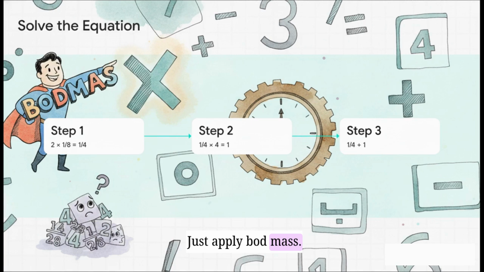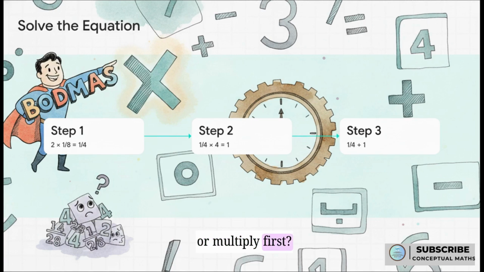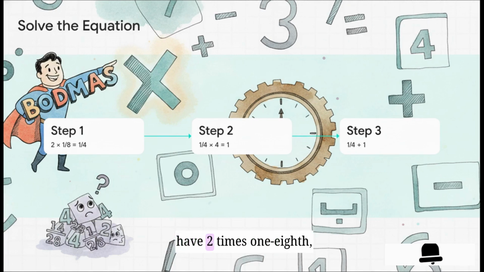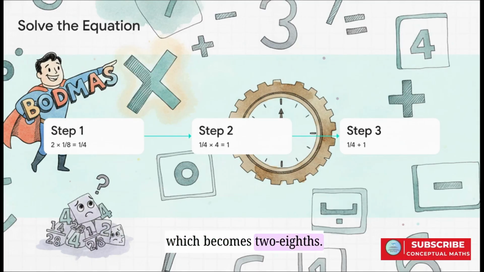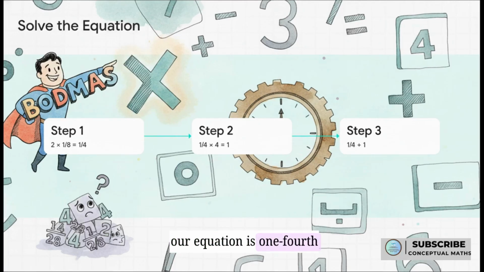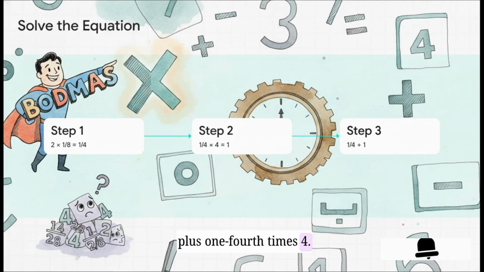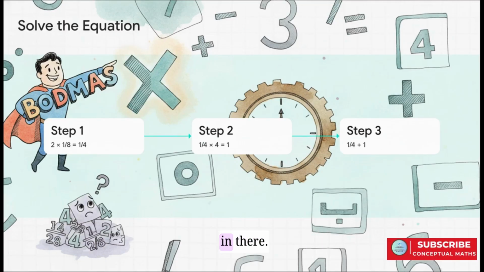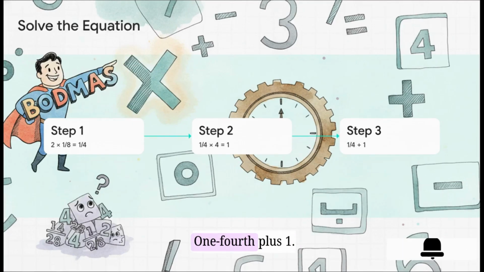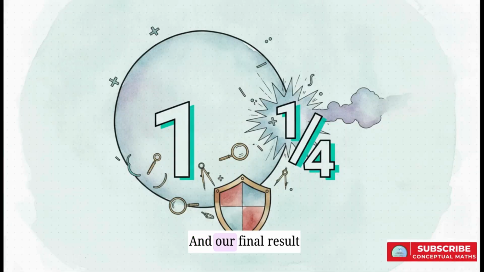Just apply BODMAS. Do we add or multiply first? Multiply for sure. We have 2 times 1/8, which becomes 2/8, or if we simplify it, 1/4. Now our equation is 1/4 plus 1/4 times 4. We still have multiplication in there, so 1/4 times 4 is just 1. Now we're left with a super simple addition problem, 1/4 plus 1. And our final result is 1 1/4.